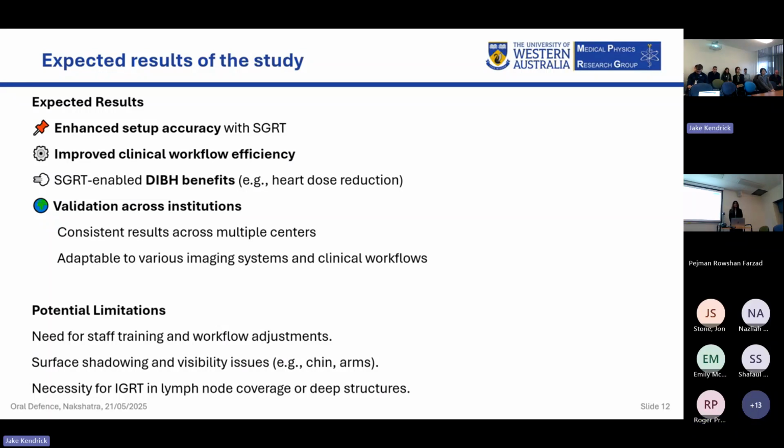Good question. As for the workflow efficiency, a lot of the papers that I went through actually measured the time for the whole setup procedure and compared SGRT's procedure with the tattoo-based one. The studies report that SGRT takes a lot less time compared to the tattoo-based one. So I would like to include a time evaluation in my study. Does that answer your question?